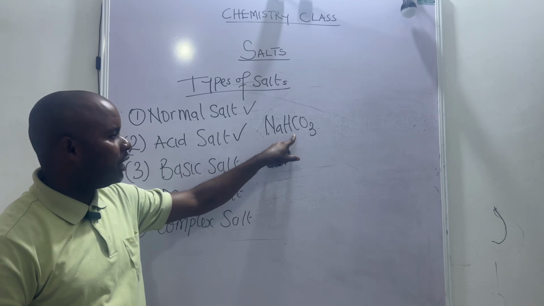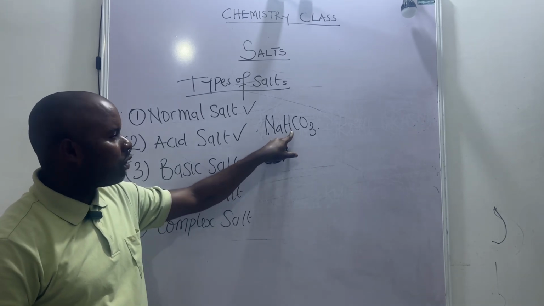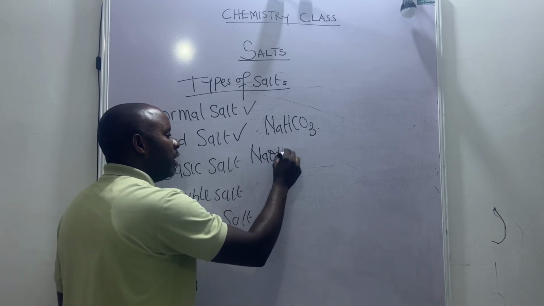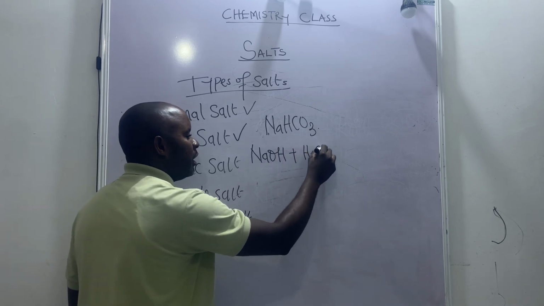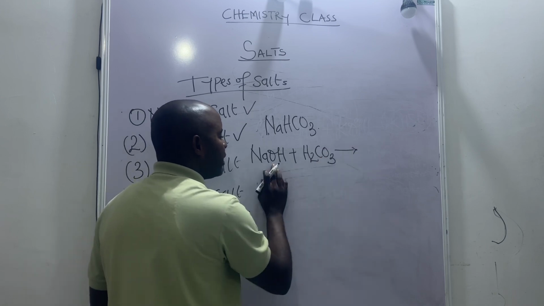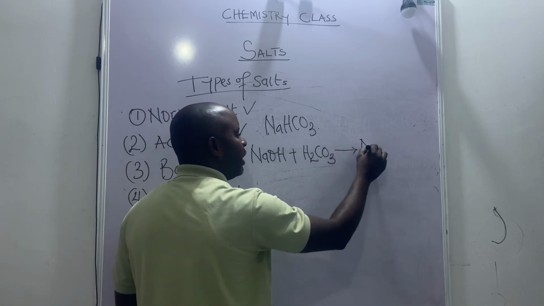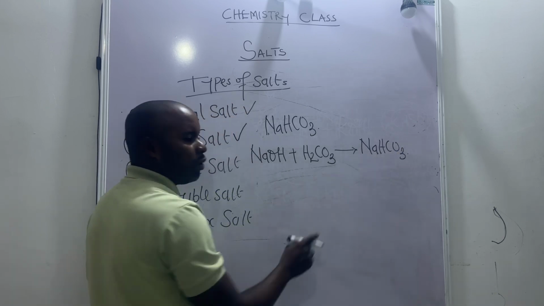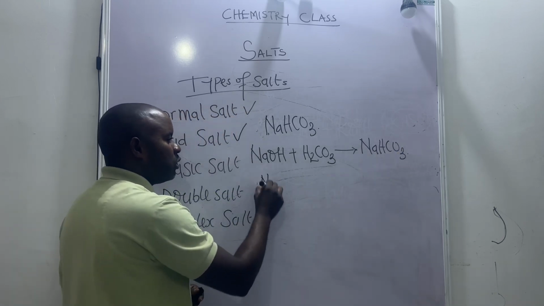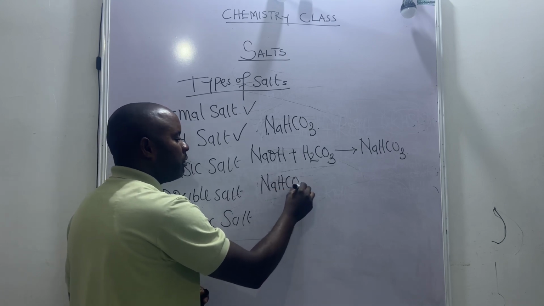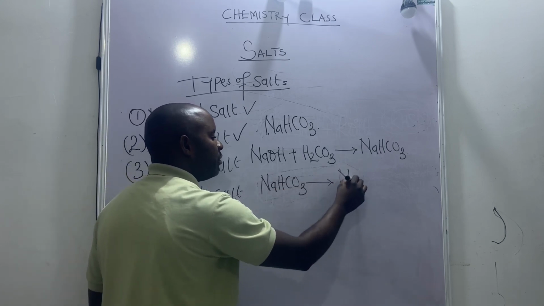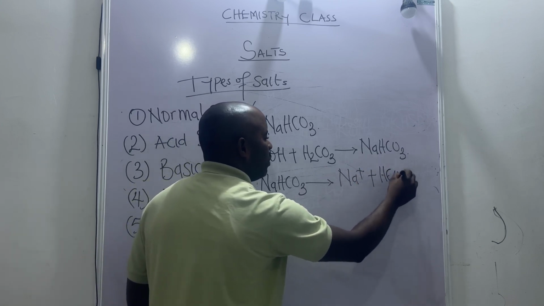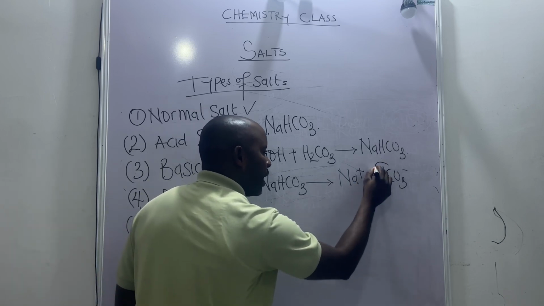But the formation of this compound is by a strong base plus a weak acid. So when a strong base reacts with a weak acid, we are going to have this compound. When this compound hydrolyzes, when it ionizes, let's say sodium hydrogen trioxocarbonate(IV), we are going to have sodium plus HCO3 negative. So this is a weak acid.